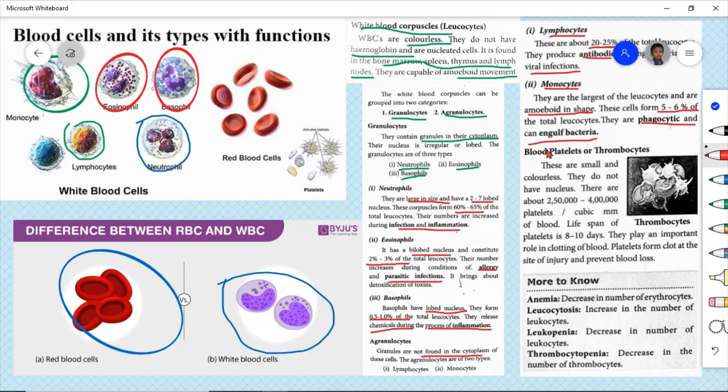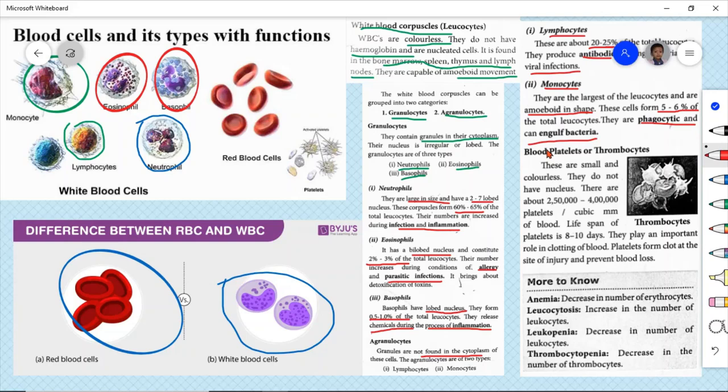Platelets form clots at the site of injury and prevent blood loss. If you have any wound or small damage, blood will automatically ooze out. At that time, within 2 seconds the blood will clot. Why? Because of the thrombocytes or platelets. If there are no platelets, or the number of platelets is less, the blood cannot clot. Understood? So the function is clotting of blood.